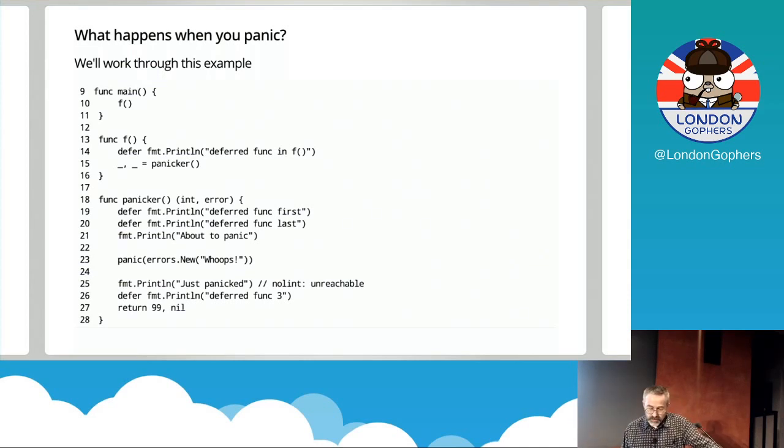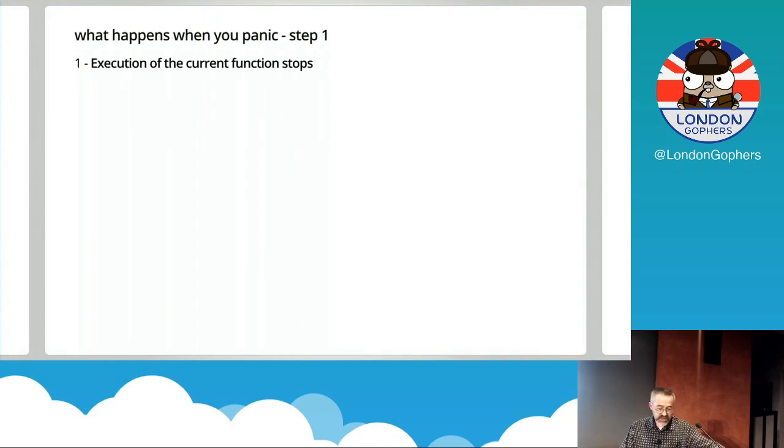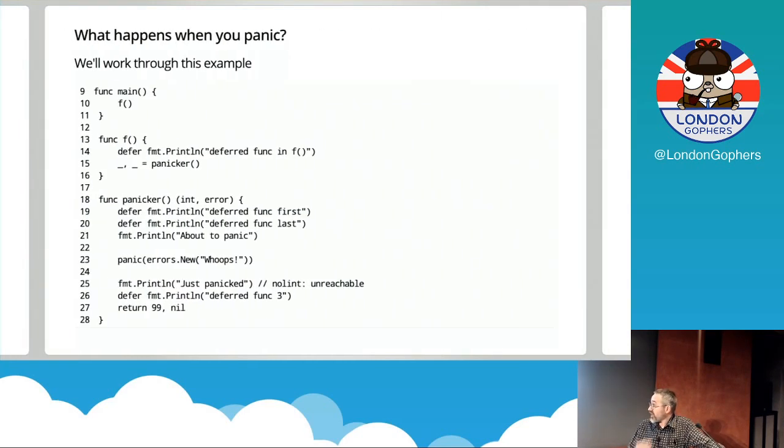So what happens when you panic? The first thing is the execution of the current function stops. So no more of the code. None of the code after the panic statement on line 23 gets run. So 25, 26 and 27, those lines do not get executed.